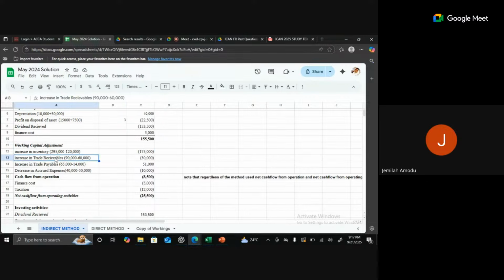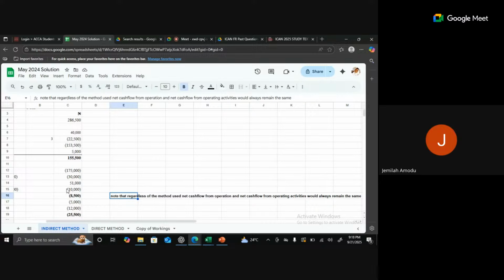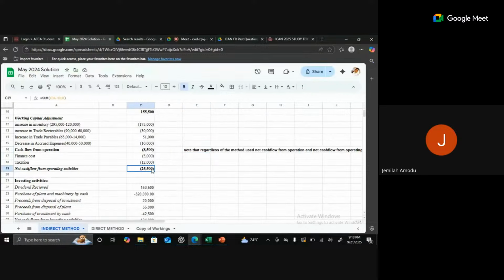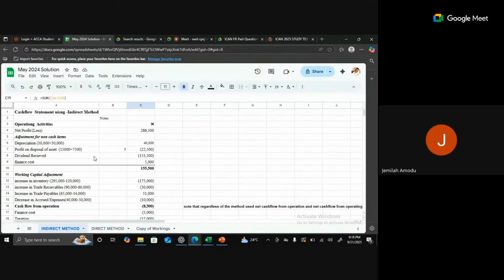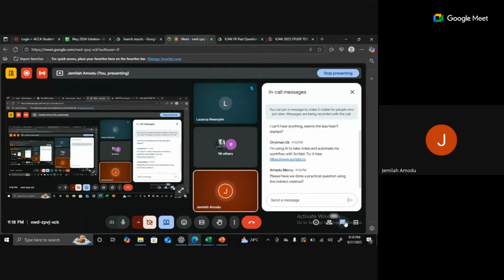So the same thing applies to your receivable, trade payable, accrued expenses, and every other current asset or liability that you were given, except for your bank and your overdraft. So that is pretty much everything about cash flow, right? What I wrote here is still the same thing I mentioned earlier. Regardless of the method, your cash flow generated from operating activities will always be the same, right? And the difference between the indirect method and direct method is your operating activities. So that's that about the cash flow statement. Let's move forward.